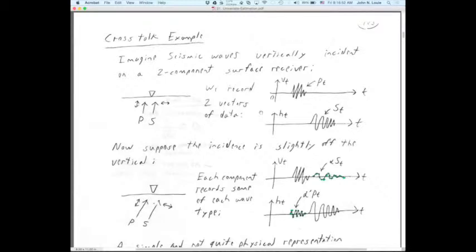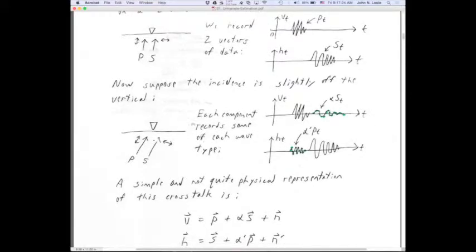And from each sensor, we record a vector of data. So ideally, in this case of vertical incidence, on the vertical time series, V sub t, V for all t, we would see just a P wave, whatever waveform that P wave takes, P of t. And on the horizontal receiver, we would just see the S wave. You can see I tried to make it look like an S wave, S of t. I tried to make it dispersive.